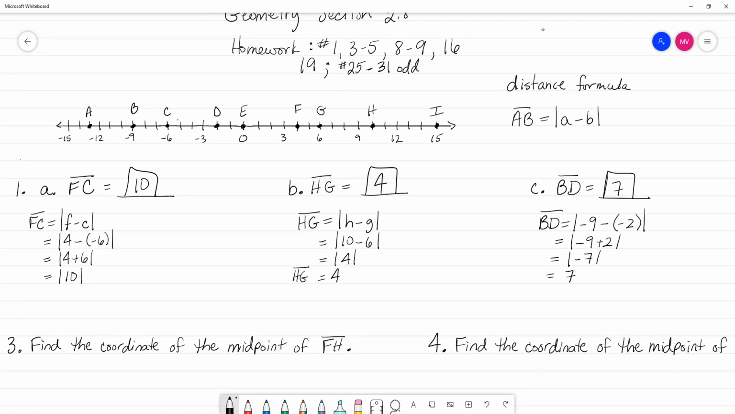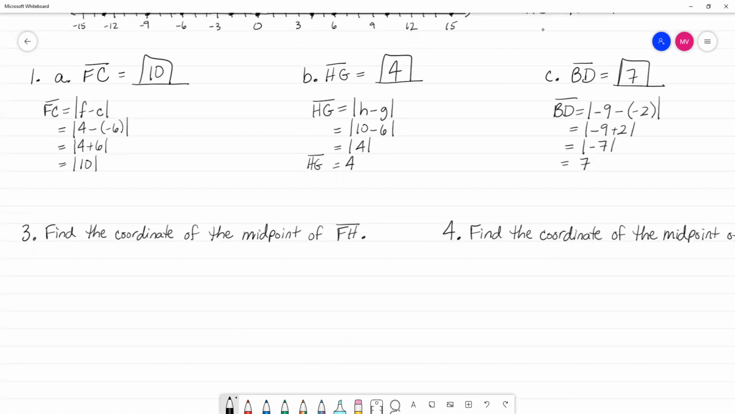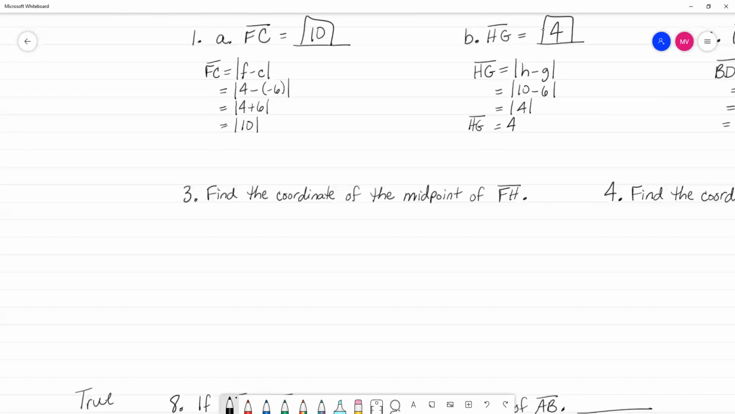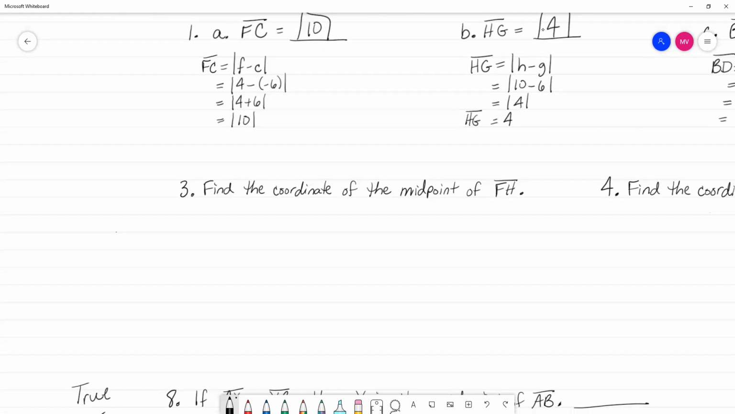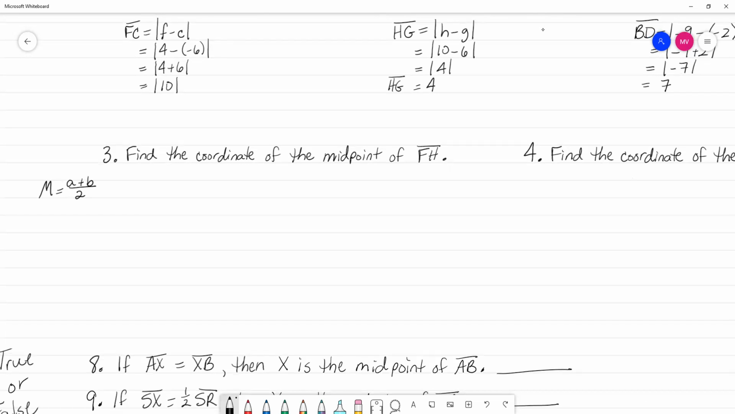Okay. 3 and 4 are asking us to find the coordinate of the midpoint of some of these line segments. So this is where your midpoint formula comes in. The midpoint is an average, it's right in the middle between the two. So you take coordinate A and you add it to coordinate B, and then you divide that sum by 2, which is just an average.